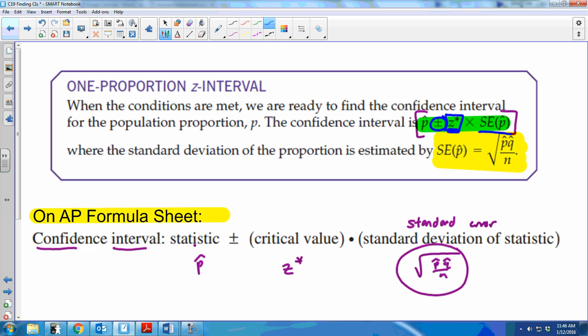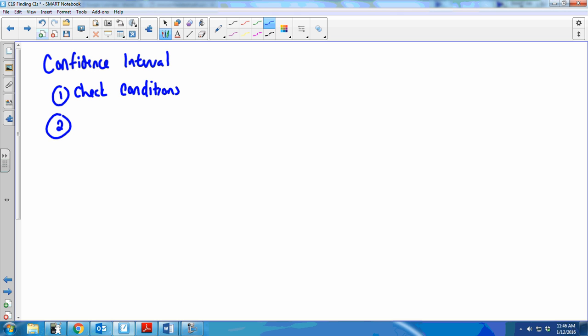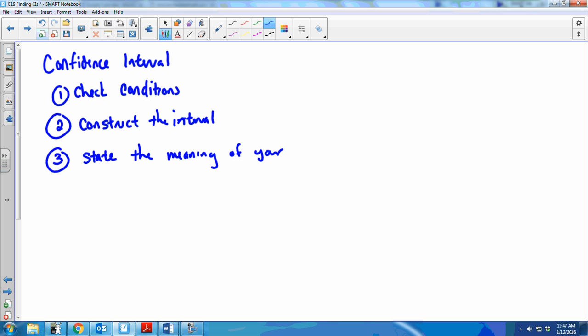All right, then I'm going to do some examples. The first example is just a review from yesterday. I gave you this statement at the end. Like I said, there's essentially 3 steps to a confidence interval. One, you check your conditions. Two, you actually construct the interval. So you use the formula and you actually give me an interval of percentages. And three, you state the meaning of your interval in context.